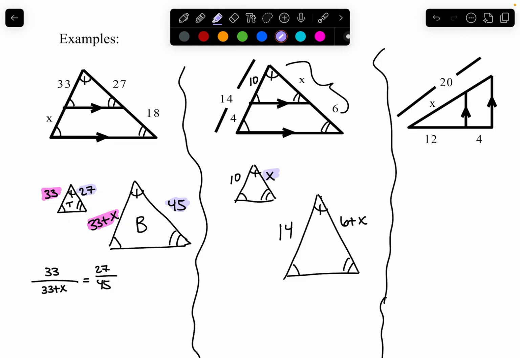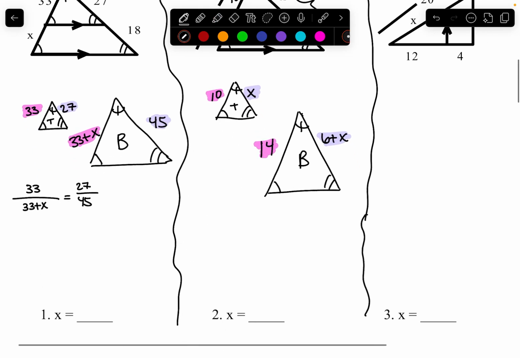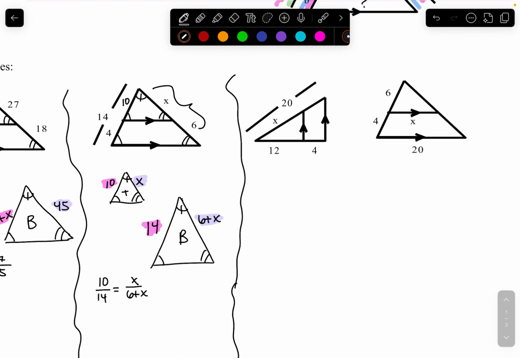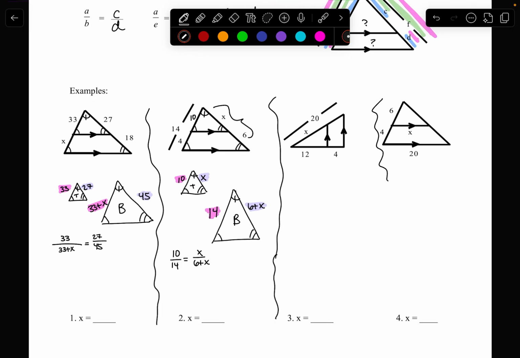Again, we're going to set up our sides that correspond with each other. And then we would set up our proportion, keeping in mind this stuff goes on top, this stuff goes on bottom. So we would do 10 over 14 equals x over 6 plus x, cross multiply and solve. Okay. Again, all of these things are going to be very similar in how they work.